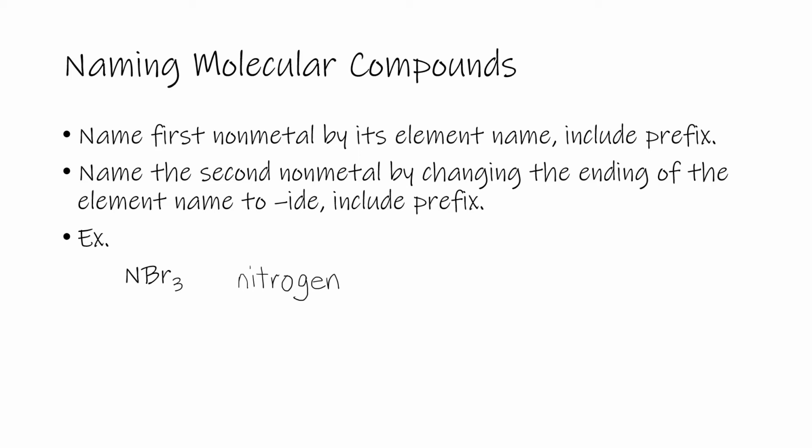The second element is bromine. We're going to change the ending to IDE, so we will name that as bromide. There are 3 of them, and so we will use the prefix tri, and it becomes tribromide. Tri meaning 3, and we have that IDE ending. So NBr3 becomes nitrogen tribromide.